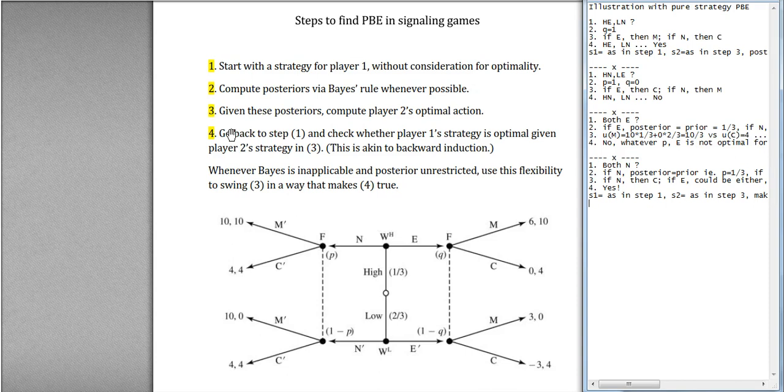And that is extremely important that you have these 4 steps very clear in your mind as you attack a problem. In a separate video, we will analyze this game to look for mixed strategy, perfect Bayesian equilibrium.